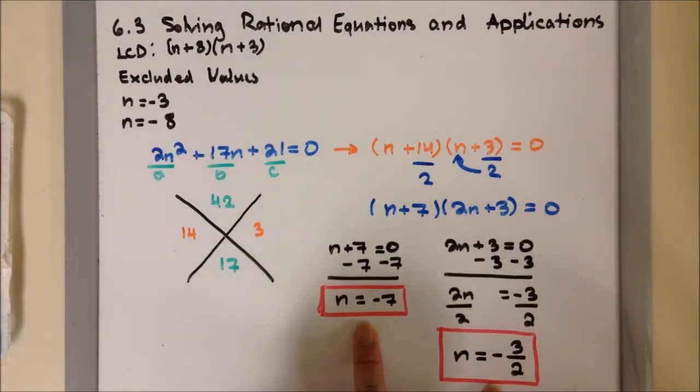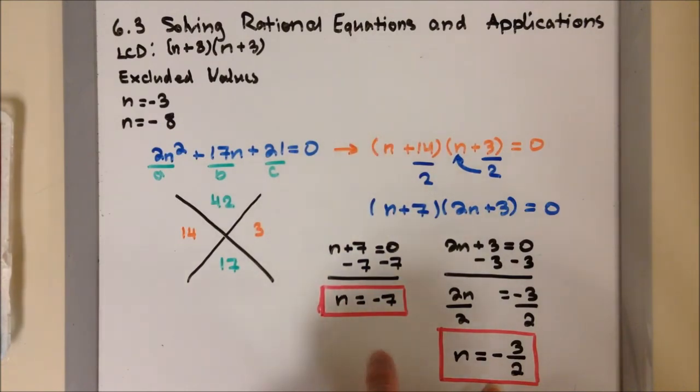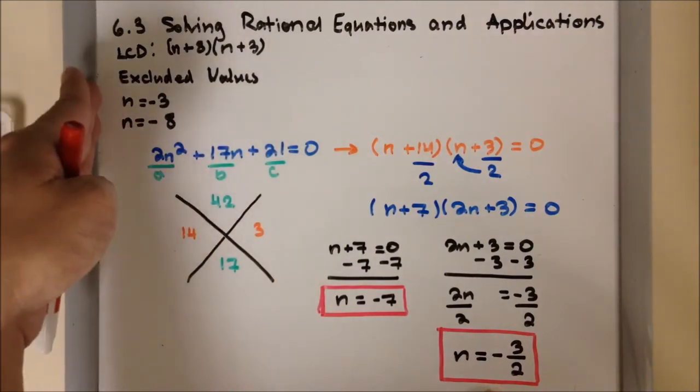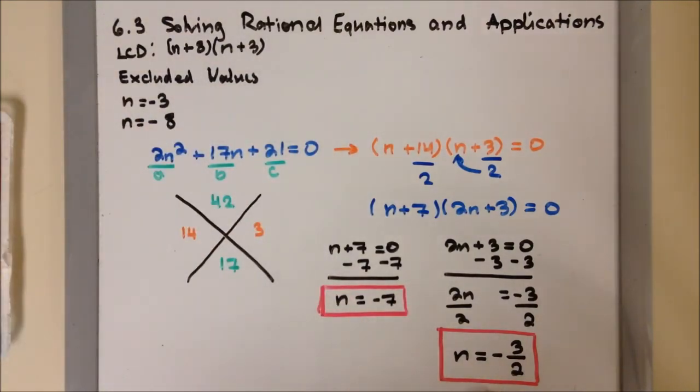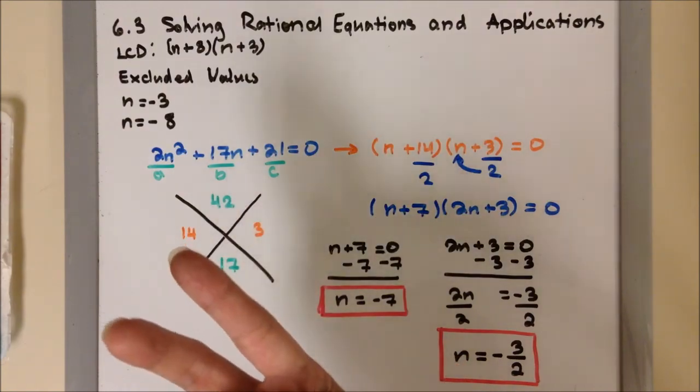So in this case we have two. But had one of them matched with the excluded value, then you would only have one final answer. Now if both of them had matched with the excluded value, then technically you don't have any at all. It would be no solution. So be mindful of that. Make sure to check your answer with the excluded values. If it matches, cross them out. That way you can determine how many solutions you should have at the end, whereas you might have just one. In this case you have two, or no solution.